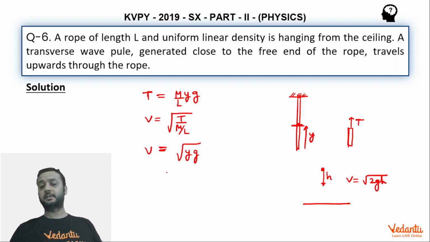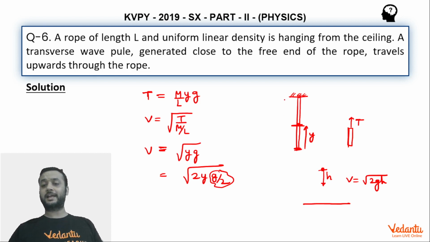Now if you see this result, can we say that these two results are identical? You can write this result as root of 2 into y into g by 2. So it's like after moving up a distance of y, the wave has acquired the speed root gy. So it's like the wave is moving up with an acceleration of g by 2. If you compare this result and this result, you will realize that these are absolutely identical. Here the initial speed is 0, here the initial speed is 0. So the wave is moving up with an acceleration of g by 2.